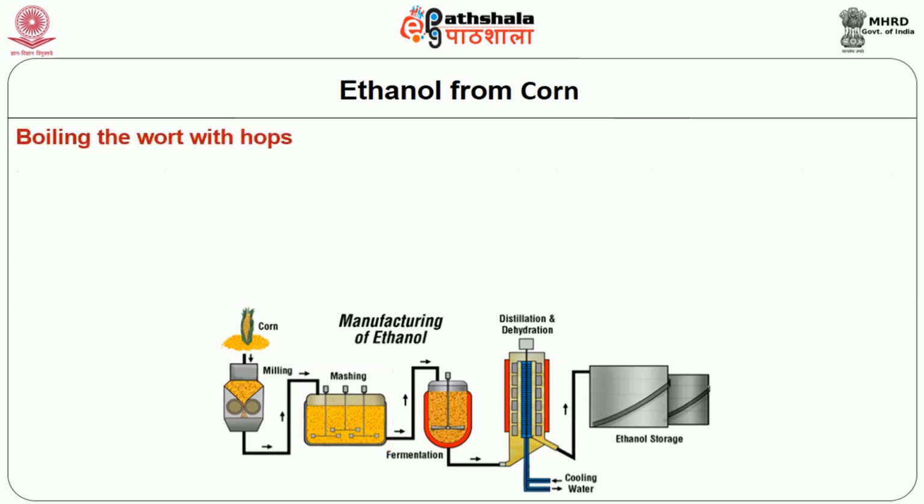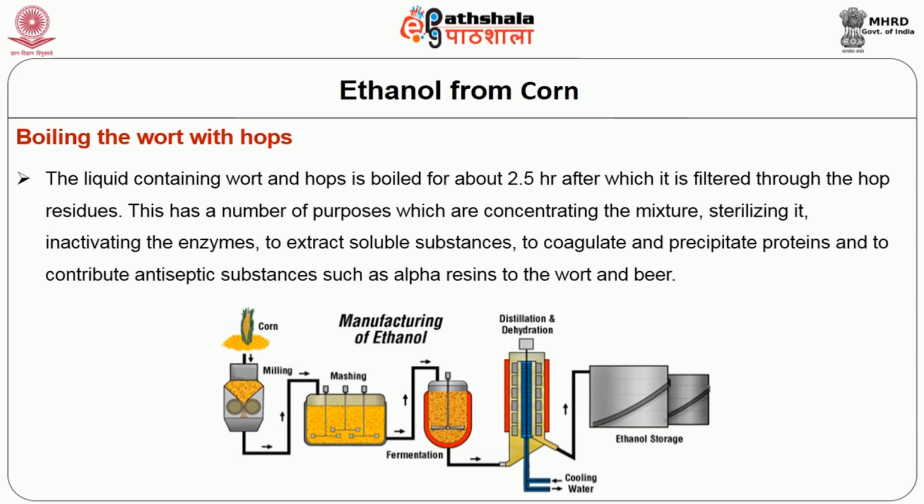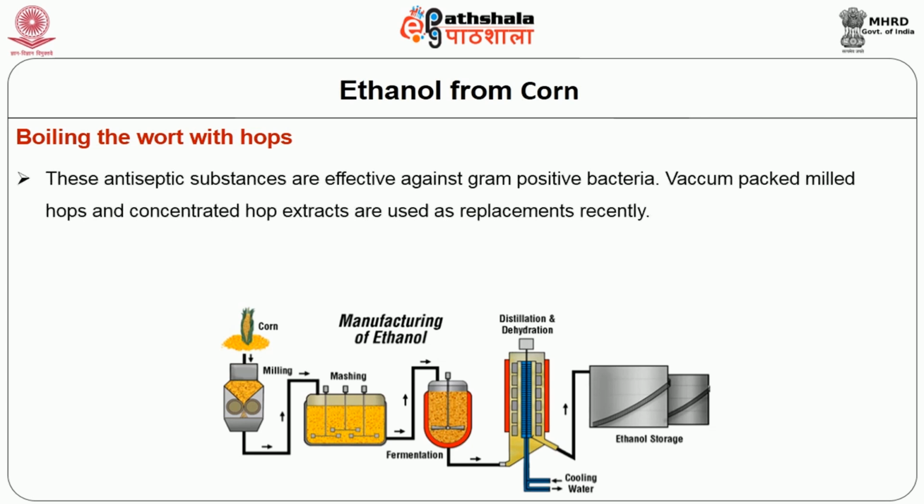And the next is boiling the wort with hops. The liquid containing wort and hops is boiled for about 2.5 hours, after which it is filtered through the hop residues. This has a number of purposes, which are concentrating the wort, sterilizing it, inactivating the enzymes, extracting the soluble substances, coagulating and precipitating the proteins, and contributing antiseptic substances such as alpha resins to the wort and beer. These antiseptic substances are effective against gram-positive bacteria. Vacuum-packed milled hops and concentrated hop extracts are used as replacements nowadays.